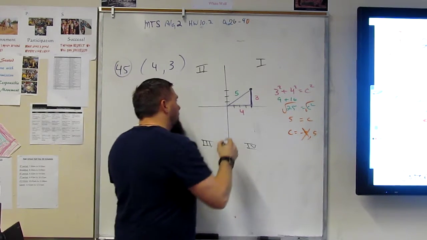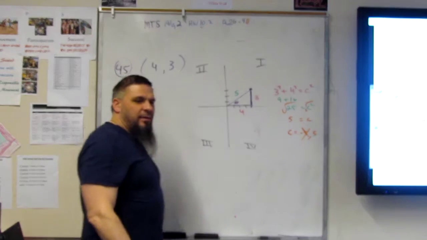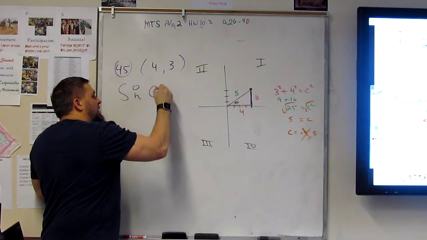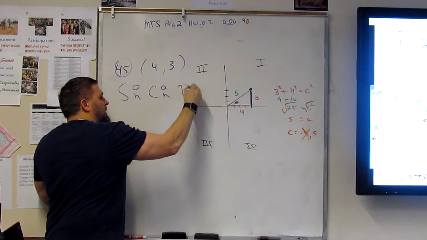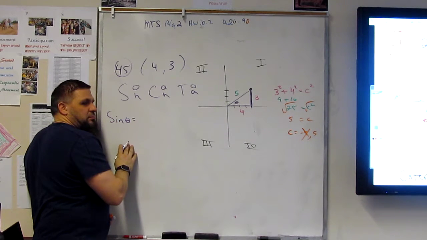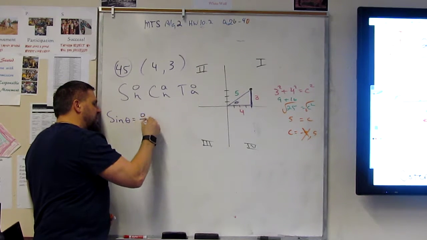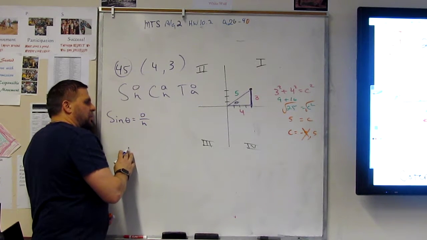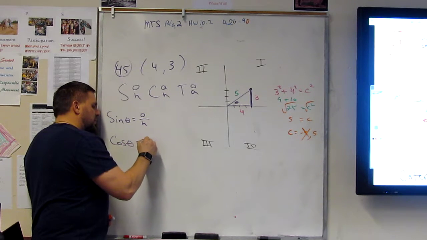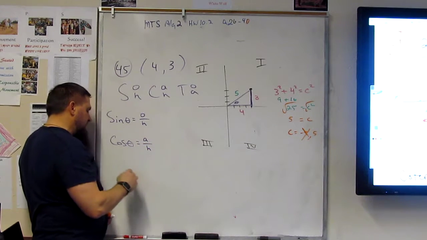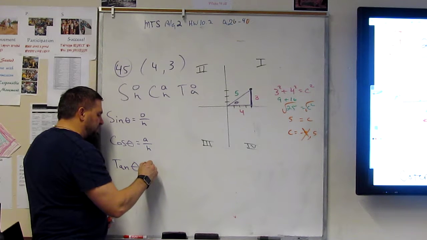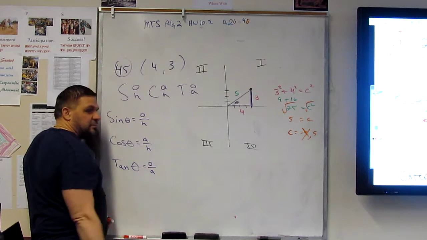Now, we want to find theta. So, SOH CAH TOA, right? So the sine of theta is equal to opposite over hypotenuse. The cosine of theta is equal to the adjacent over the hypotenuse. The tangent of theta is equal to opposite over adjacent. Right?